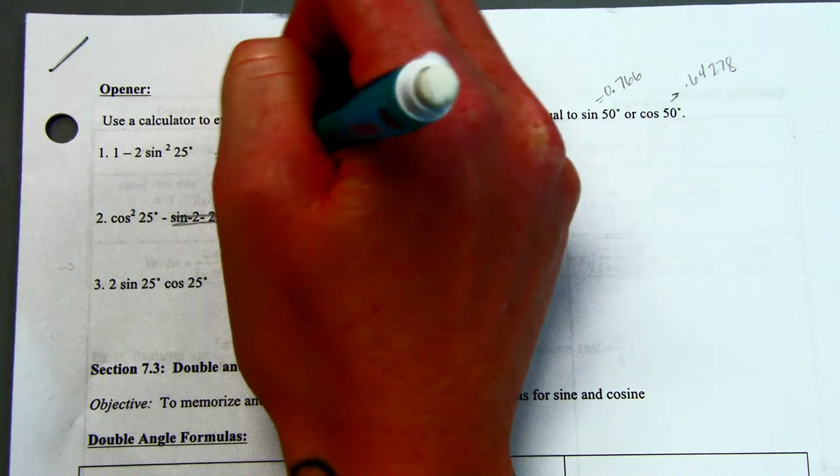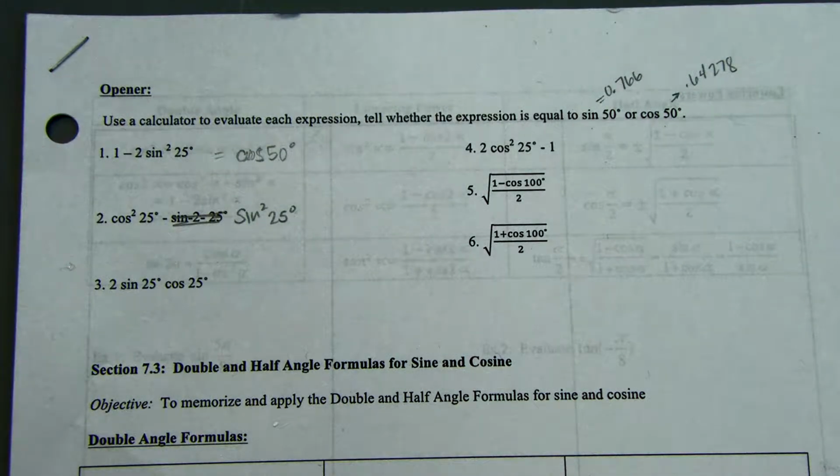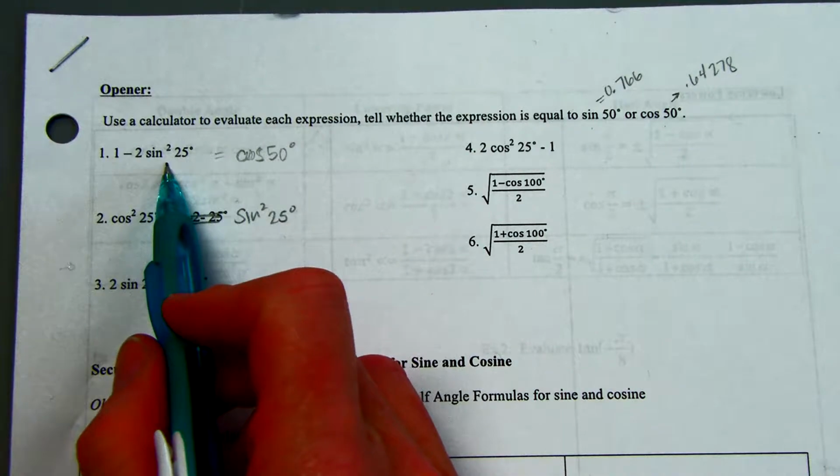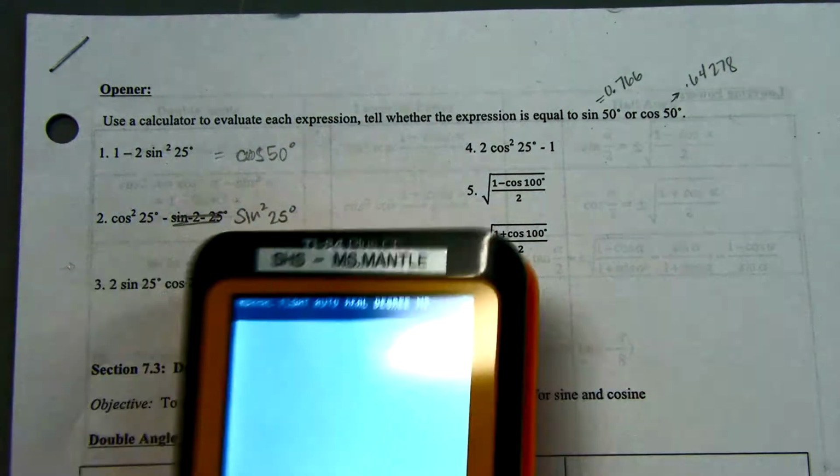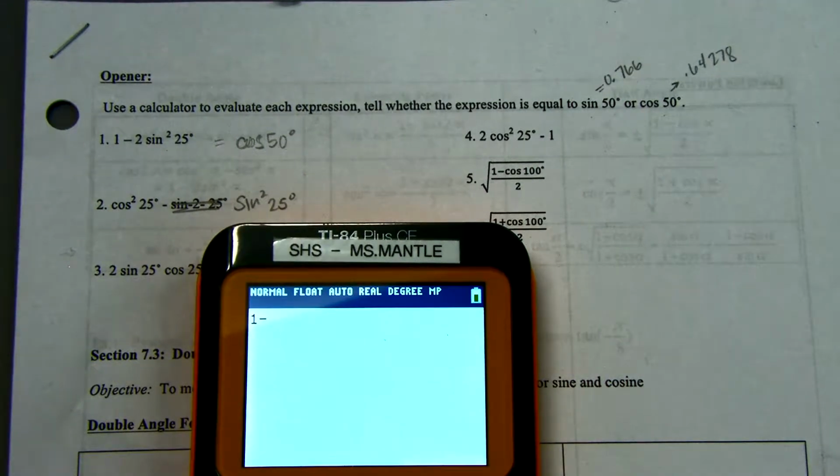This one's equal to cosine 50 degrees. So you have to be really careful how you enter this into your calculator. So when I did this one, so 1 minus 2, and then I did parentheses, sine 25, and then I squared it.